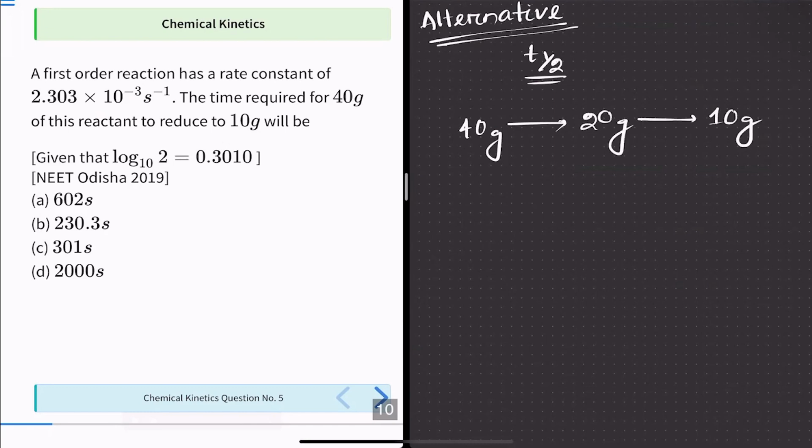For a first order reaction, the T half doesn't depend on the initial concentration. For each half reaction, it would take the same time. Means for the conversion of 40 gram to 20 gram, if it requires time T, then for 20 gram to 10 gram, it will also require time T. So let's find out the T half.